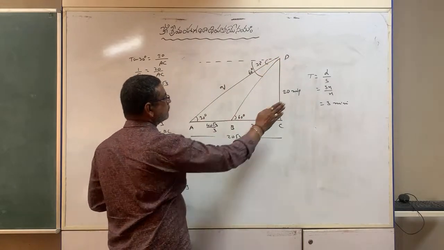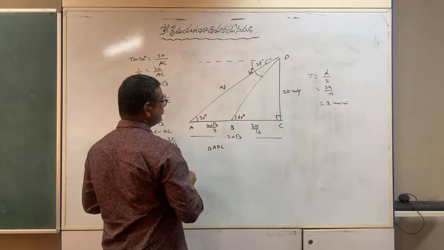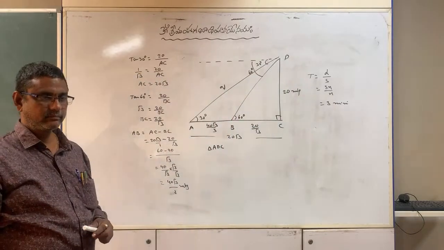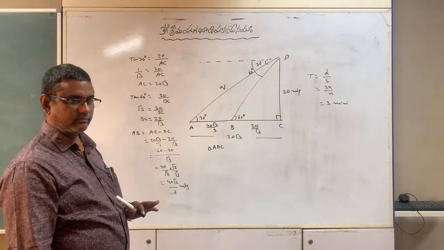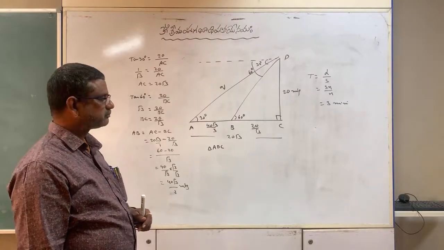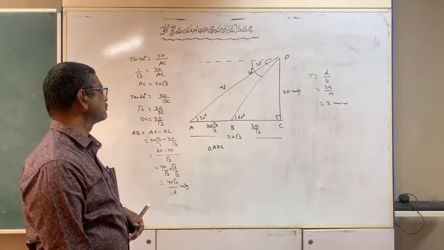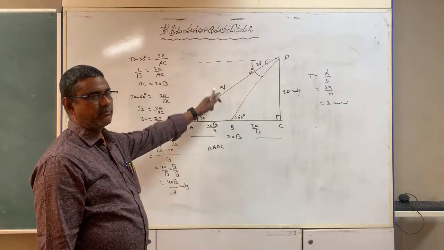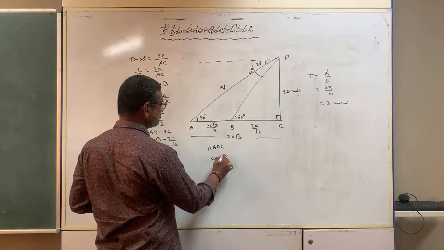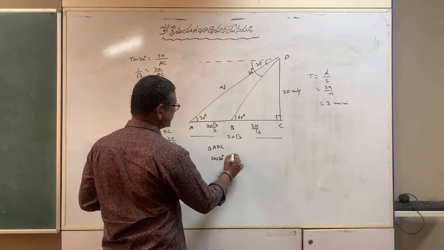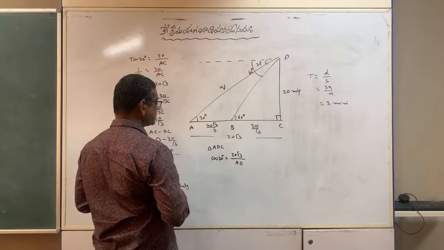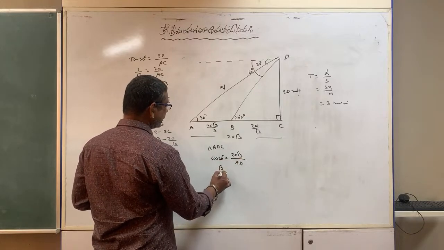Now, if we observe triangle ADC, we know DC, we know AC, and we want to find out AD. We can apply Pythagoras theorem. We can apply trigonometry, and we can also apply Pythagoras theorem. We can apply cos also. Cos 30 is adjacent by hypotenuse. Cos 30 degrees is equal to adjacent 20 root 3 by hypotenuse AD. What is cos 30? Cos 30 is root 3 by 2.